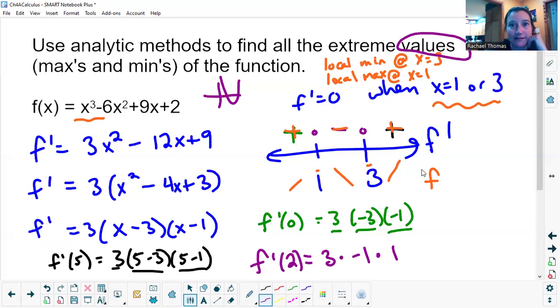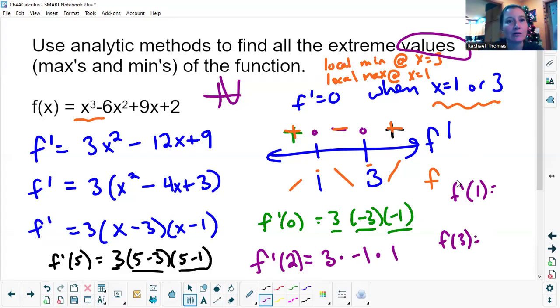Not quite. I found the x values where the relative max and the relative min occur, but I have not found the actual extreme values. So now I've got to go back to f and plug in my numbers and come up with the actual maximum and minimum values. I do not have a calculator handy, but we can do this.